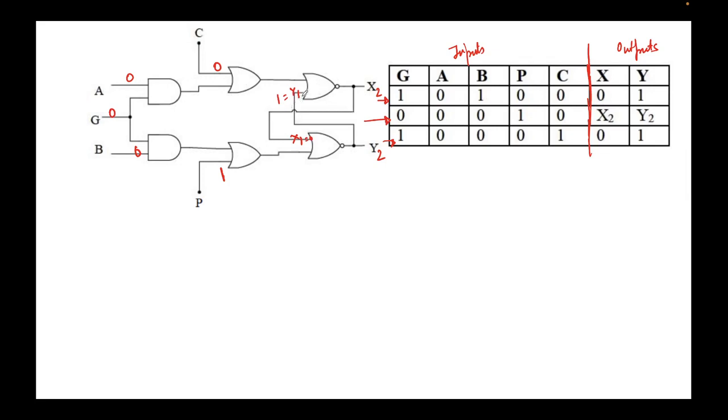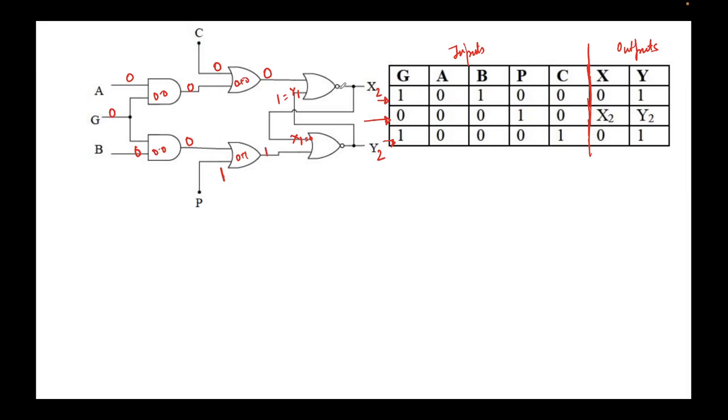Now I know all the inputs. I know the value of every signal in this circuit. So 0 times 0, this is an AND gate, so the output will be 0. 0 plus 0, this is an OR gate, so the output would be 0. This is again an OR gate, 0 plus 1, output would be 1.